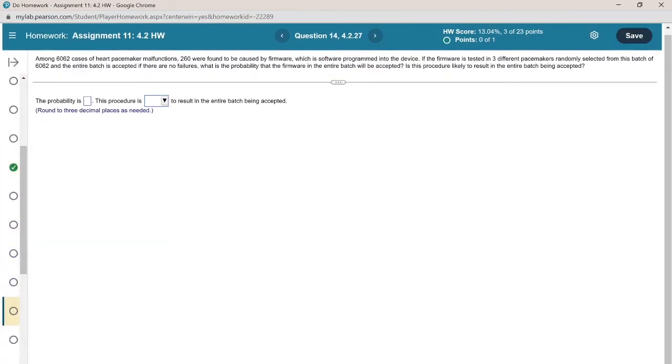Among 6,062 cases of heart pacemaker malfunction, 260 were found to be caused by firmware, which is software programmed into the device. If the firmware is tested in 3 different pacemakers randomly selected from this batch of 6,062, and then the entire batch is accepted if there are no failures, what is the probability that the firmware in the entire batch will be accepted? Is this process likely to result in the entire batch being accepted?